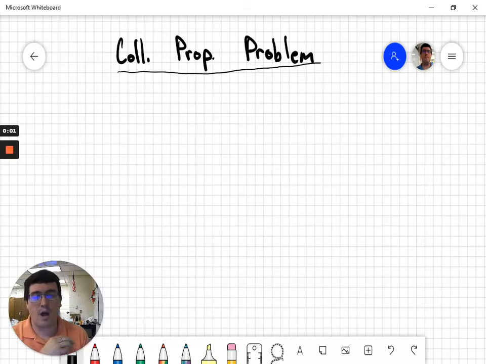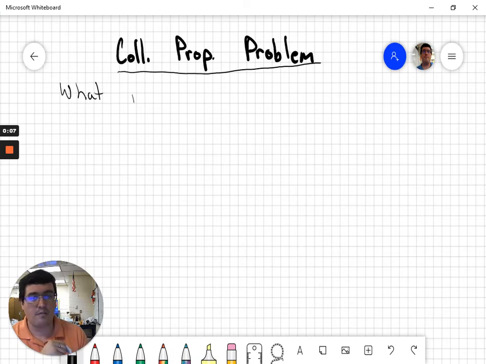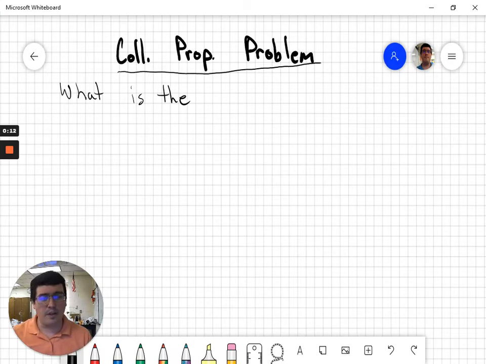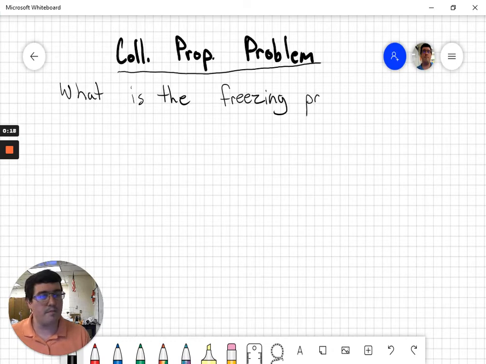All right, so I'm going to show you an example problem of how to calculate a colligative property. To do that, we're going to write down, and this could be boiling point, it could be freezing point. I'm going to pick freezing point, but it doesn't really matter.